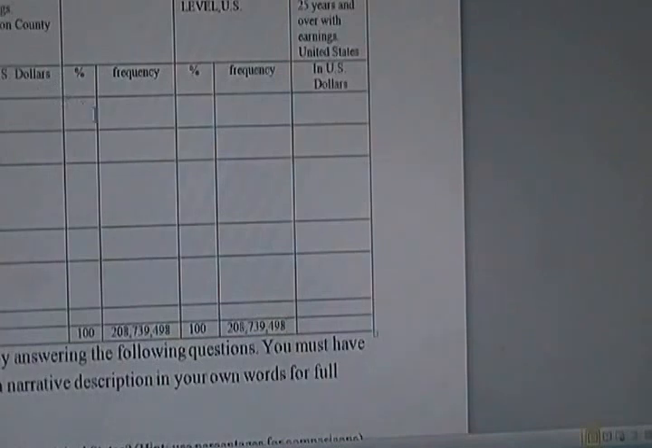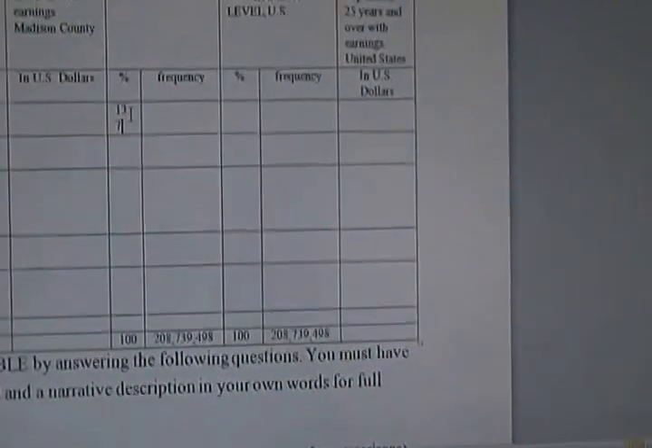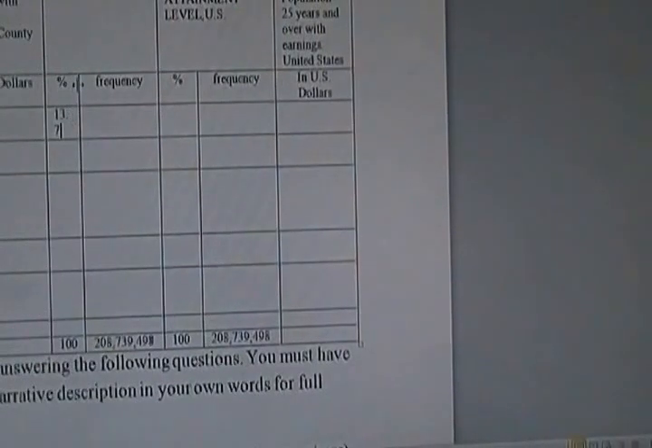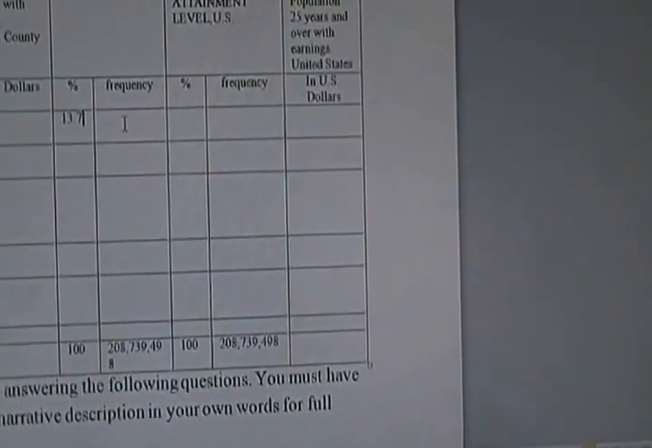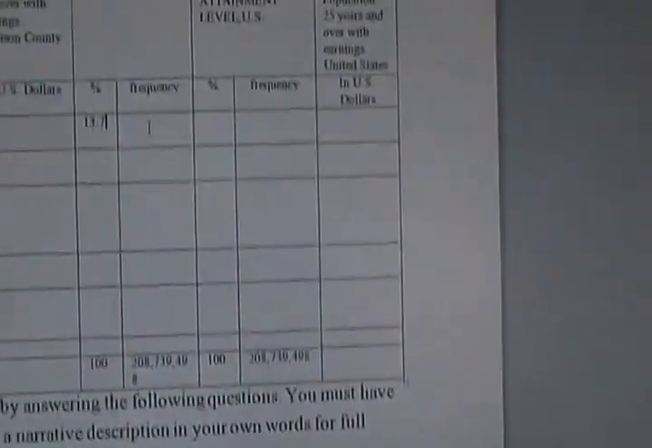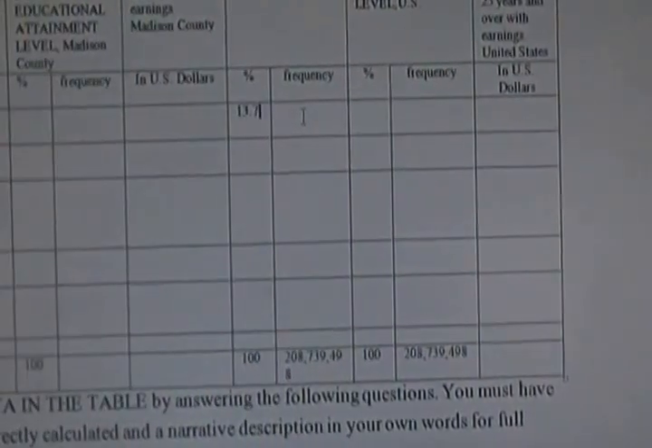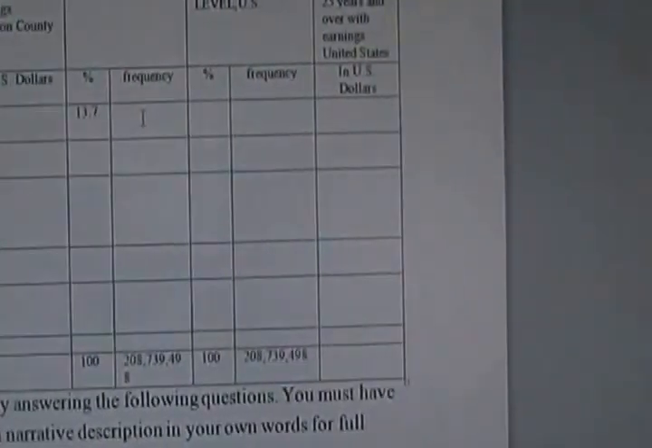We're looking at education in the United States, less than high school. So now you have a nice percentage there. 13.7% of people did not finish high school in the U.S. Frequency, someone asked me about. It's the raw number. Well, it doesn't give you the raw number. So how do we calculate it?